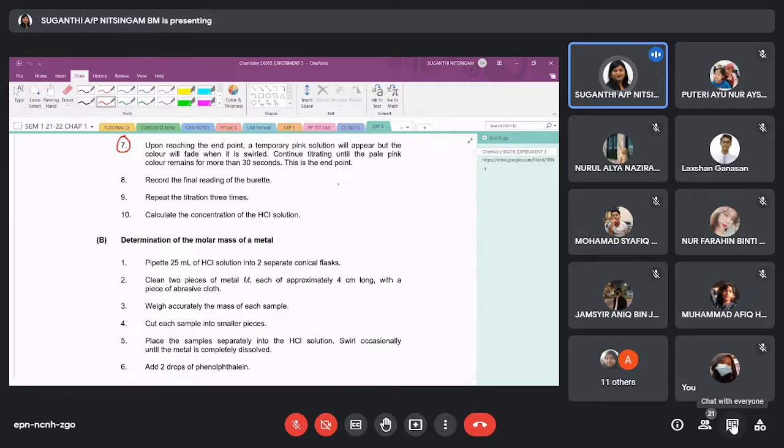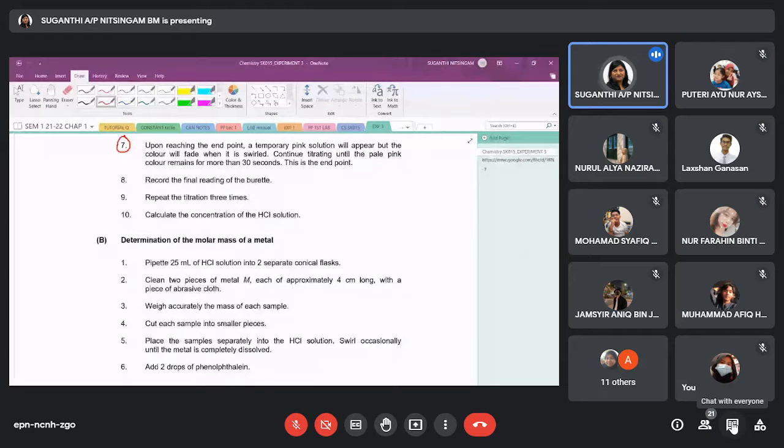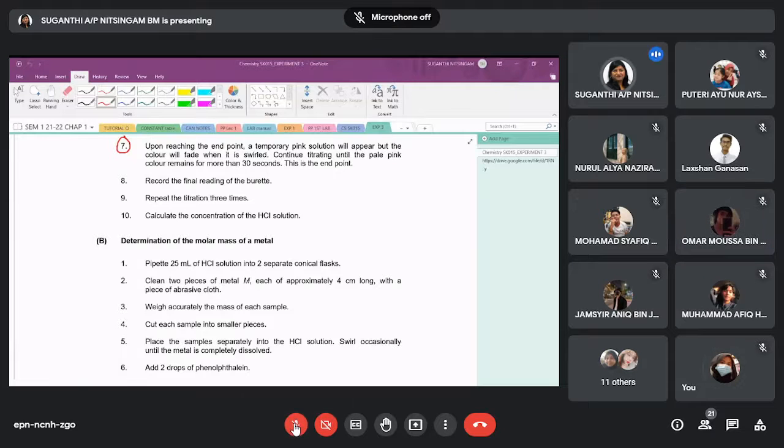Cut each sample into small pieces. Place the small pieces separately into HCl solution. Swirl occasionally until the metal is completely dissolved. Why do we cut the metals into small pieces? Any idea? To increase the surface area.